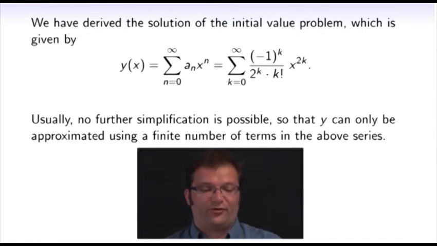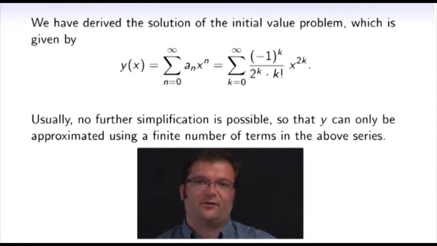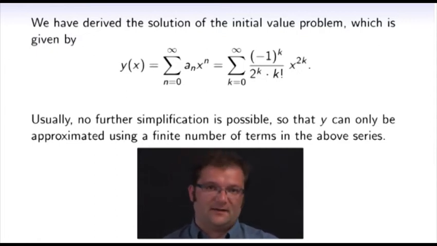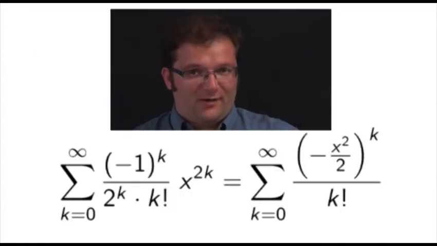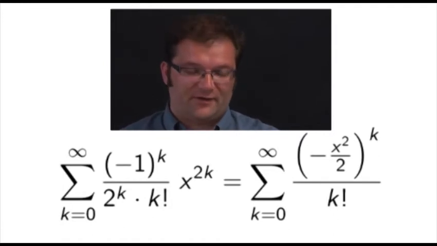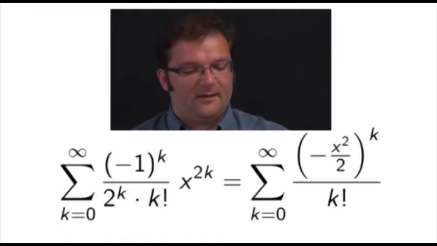What you can do, of course, is you can just consider finitely many terms of this series, just like we did for the exponential function. So if you just consider the first n terms, say n is 8 or 10, then you can hope that this polynomial that you get gives you a good approximation to the solution. For our example, though, we can do better. We can actually simplify the terms in our series a little bit.